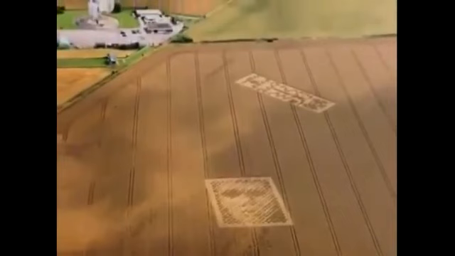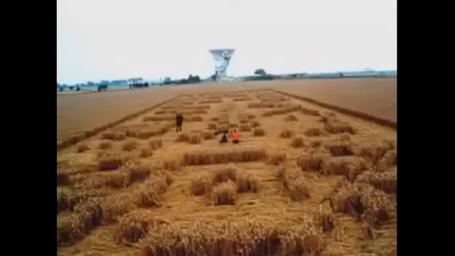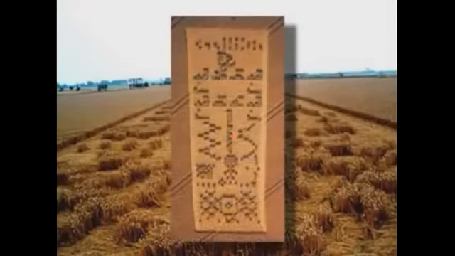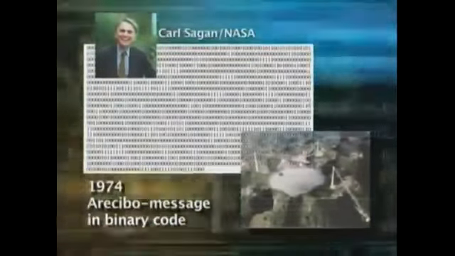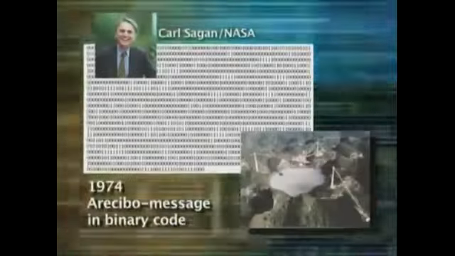3 days later, the face was joined by something that looked like a data strip. Rows of counters made out of standing and flattened crop. But soon, an astonishing similarity is discovered. In 1974, the astronomer Carl Sagan composed a message that NASA sent into space from the Arecibo telescope in Puerto Rico. Binary figures, which constituted a graphic code presenting key factors about humans and the planet we live on.